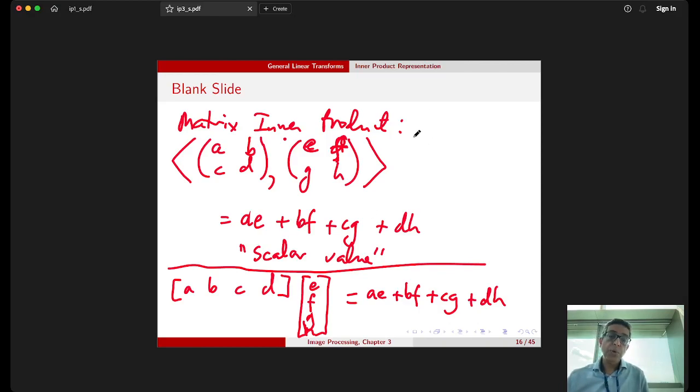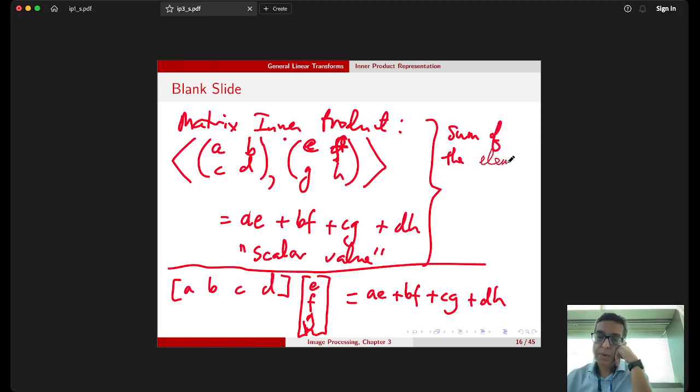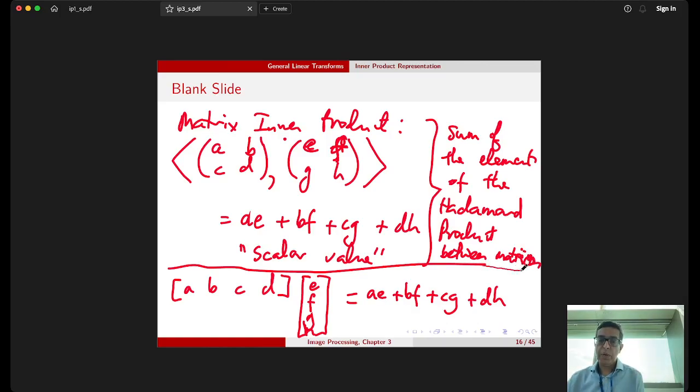So there's also another way to do this, in a recognized syntax for matrices, which is to describe this as the sum of the elements of the Hadamard product between matrices. Okay, so that's another way to describe this. So that concludes what I wanted to say about this.